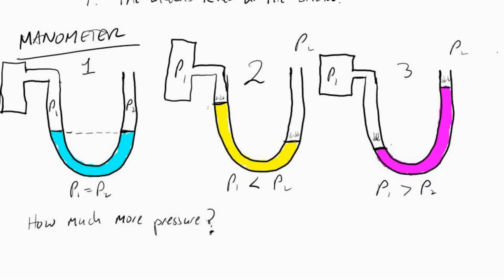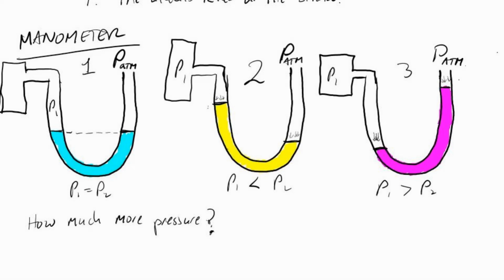Now, let's take a close look at manometers 1, 2 and 3. And let's take a look at that value P2 on the right hand side. What you can see is that P2 is outside. It's normal air, if you like. And that's because P2, the pressure 2, is atmospheric pressure. So let's replace all the P2s with P atmospheric.